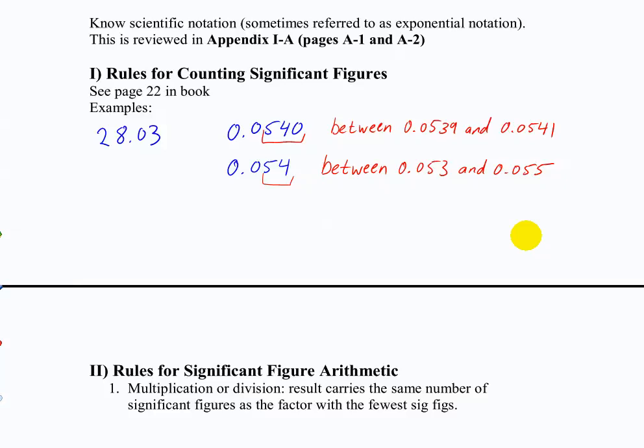So then in another example, let's say 12,500. This is actually a little bit ambiguous. It could be between 12,499 and 12,501, in which case those zeros are significant. Or maybe those zeros aren't significant and it's between 12,400 and 12,600. That's a big difference. We need to figure that out. All right, so that's ambiguous.